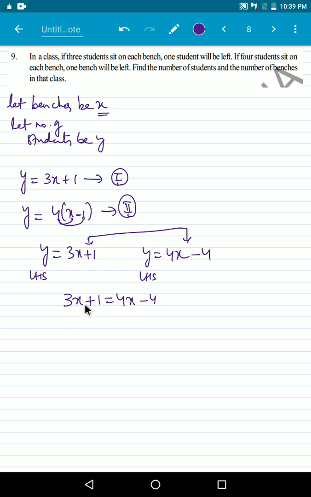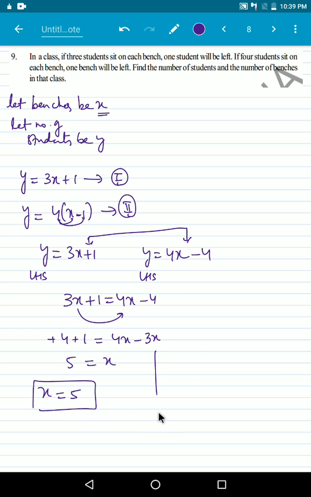Now all x values on one side and constants on another side. So send 3x this side. So 1 is equal to 4x minus 3x. This 3x goes to the other side, becomes minus 3x. This 4 goes to the other side, becomes plus 4. So this is plus 5 is equal to 4x minus 3x, which is how much? 1x or x. So x is equal to 5. So the number of benches is equal to 5.